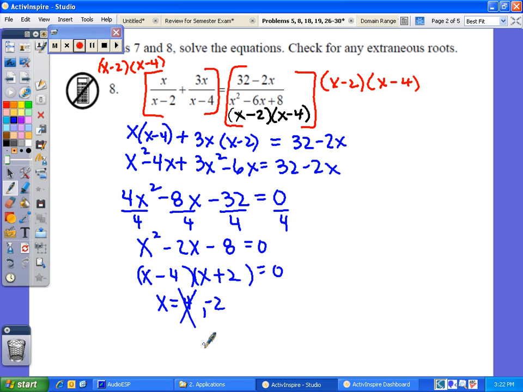Now when I check negative 2, when I put negative 2 in the first denominator, it's not a problem. It gives me negative 4. When I put a negative 2 here, it gives me a negative 6. So it doesn't turn the denominators into 0, which would make this whole thing undefined. So in the end, we have one extraneous root, and the final solution would be x equals negative 2.